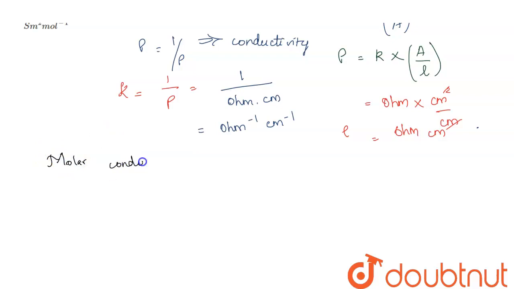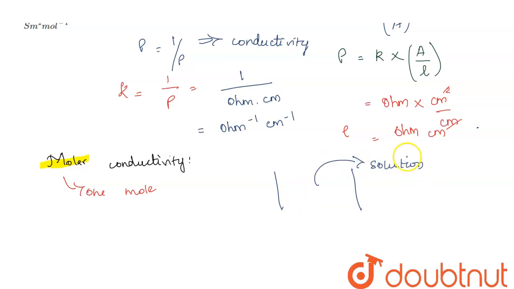Now let us check what is meant by molar conductivity, which has been asked in the question. From the name itself, it is very clear that it has something to do with molar, which means 1 mole. Let us consider two electrodes, and between these two electrodes there is a solution, which is going to conduct electricity by passing electrons between the two electrodes.